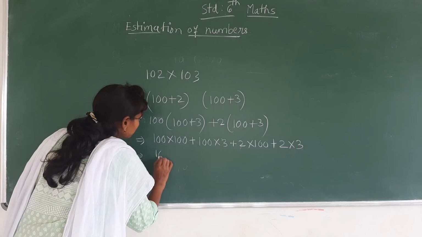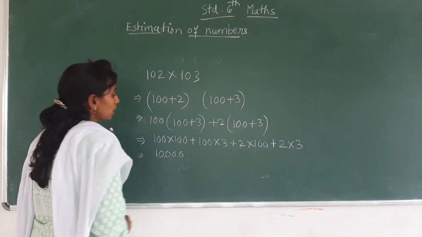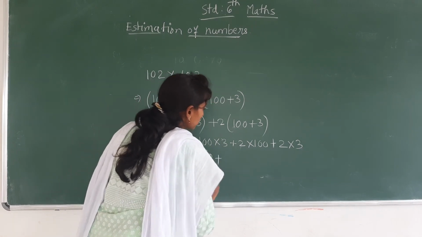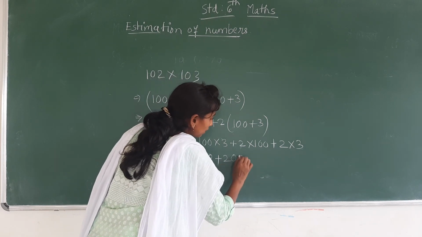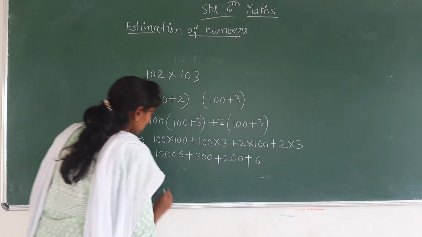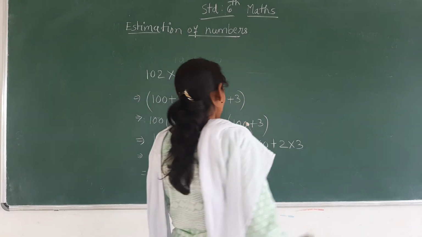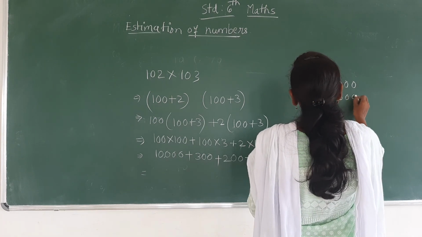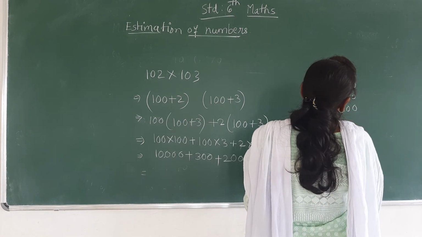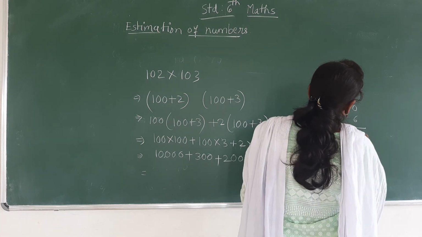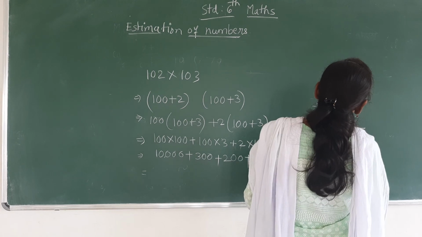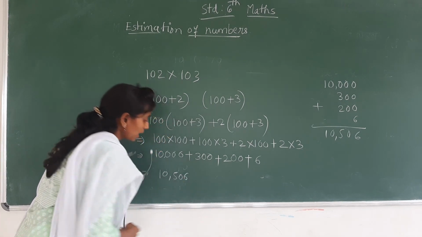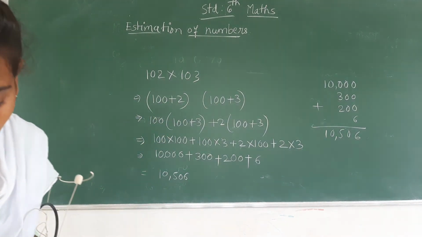100 into 100, that is 10,000, plus 100 into 3 is 300, plus 2 into 100 is 200, plus 2 3s are 6. Now we are adding all these numbers, that is 10,000, next 300, next 200, last one is 6, that is 10,506. We found this by using the brackets.